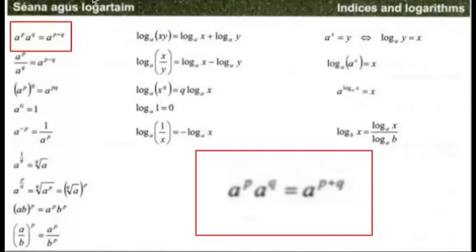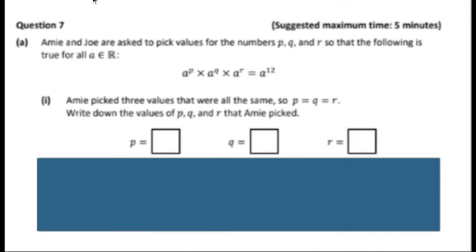So Amy picked three values that are the same, p is equal to q, which is equal to r. So this means that we have to divide the 12 by 3, very straightforward, and we're going to get 12 over 3 is equal to 4. So we're going to get p, q and r are all 4s.